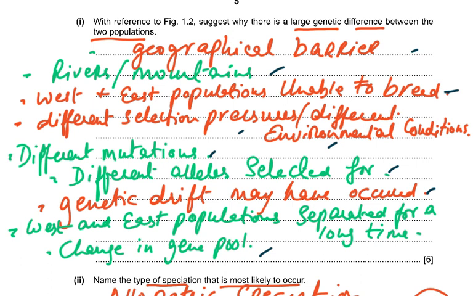So you see, you must learn these points. You must learn the English, how to write these. Some of you maybe know it, but you don't know how to word it. So you must know how to word this, like these points, like different selection pressures, you can write every time. You can write mutations. You can write different alleles selected for. Genetic drift may have occurred. The populations are separated for a long time, so this will result in a change in the gene pool. So for 5 marks, these 5, 6 points, you should just memorize them. And remember then, whenever there is a question on it, these are the wordings that you are going to use. The wordings are very important for you to memorize.